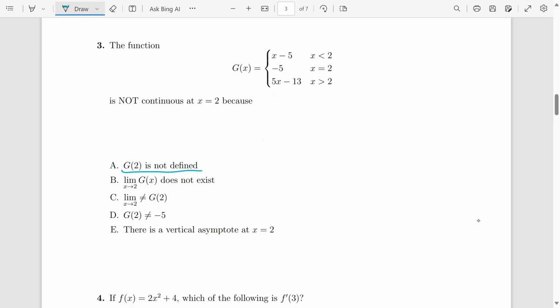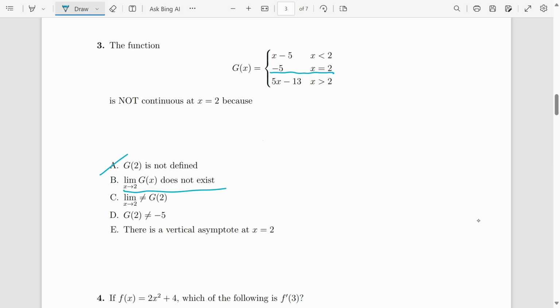Starting with A, g of 2 is not defined. That is wrong because it is defined. g of 2 looks like it's going to use this definition here because x equals 2, and g of 2 equals -5. So, yep, it's defined. That one's not right. What about B?